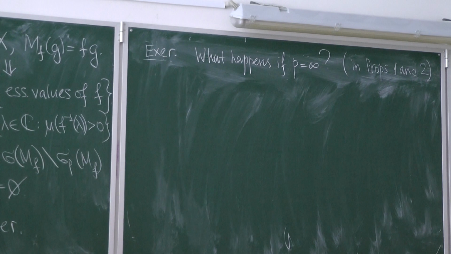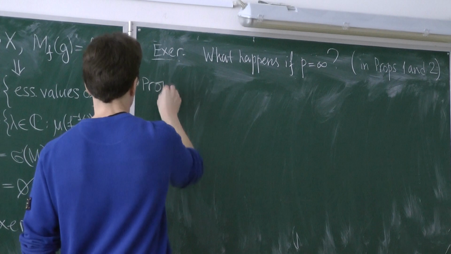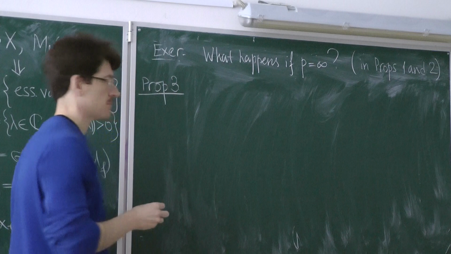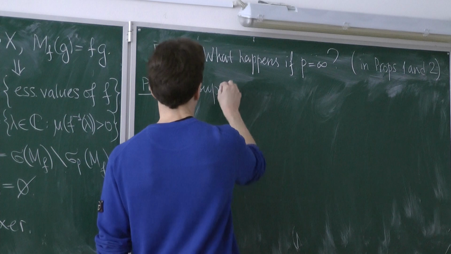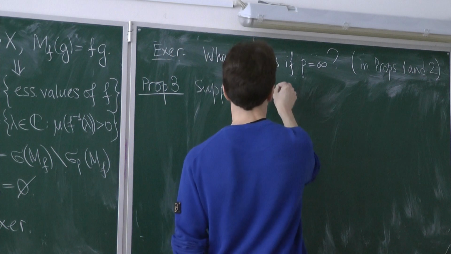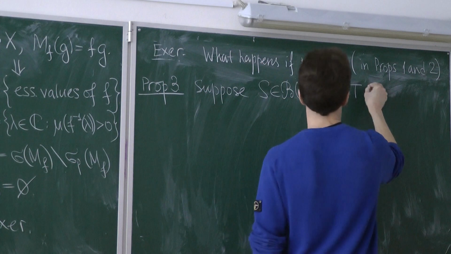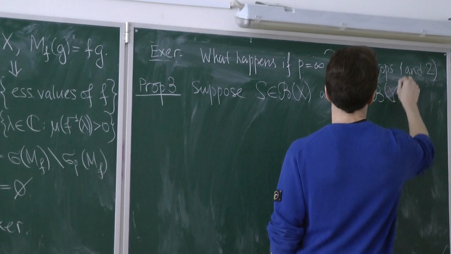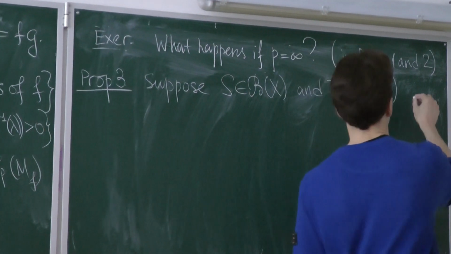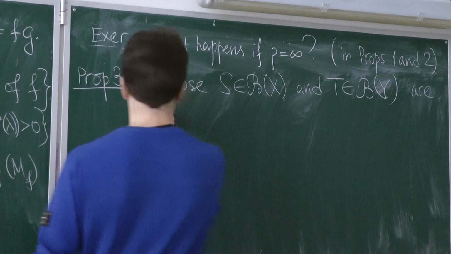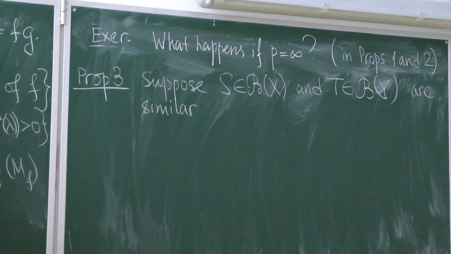Okay, the next property of the spectrum is almost trivial, but nevertheless it is very useful, so let's write it down. This is proposition 3. Suppose we have two operators, say S and T. S is a bounded operator on the Banach space X, and T is a bounded operator on the Banach space Y. And we suppose that they are similar.